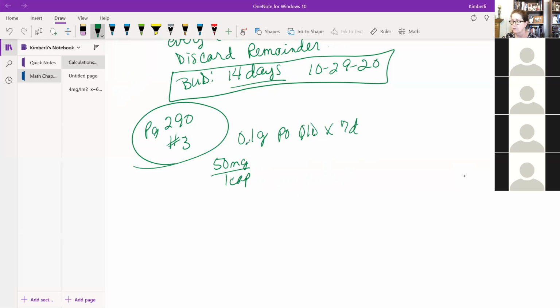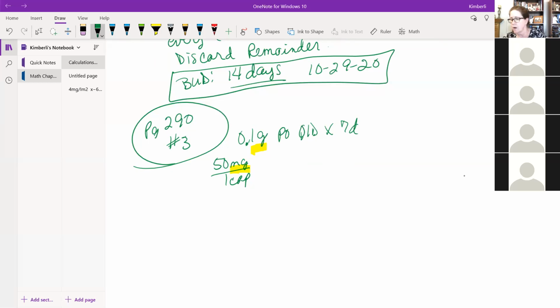Okay, so we have grams here, and we have milligrams here, right? So how are we going to figure out how much to give them? We would have to convert into milligrams. Yeah, because the capsules come in milligrams, so we should always convert from what was prescribed to what we actually have in stock, right?